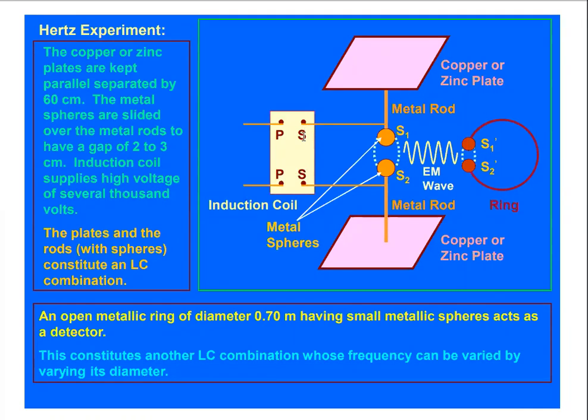So one terminal of the secondary coil is connected with the rod S1, and one terminal of the secondary coil is connected with the rod S2. Okay, and this primary coil supplies high voltage, almost of several thousand volts. As a result, the plates and the rods with a sphere, here is the sphere, plates and the rods with a sphere constitute an LC combination. So far we have discussed LC oscillation in the previous chapter.